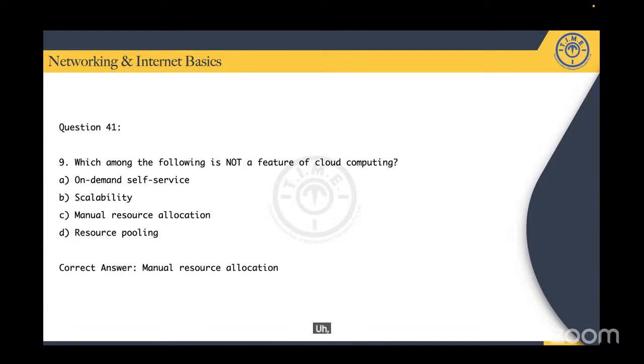But I'll give you a clear definition here. Cloud computing is known for automation, like the resources are automatically allocated, scalable, and shared across users. Manual allocation goes against the cloud principle.